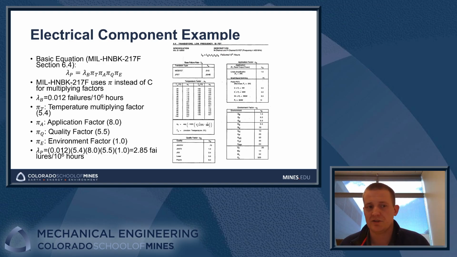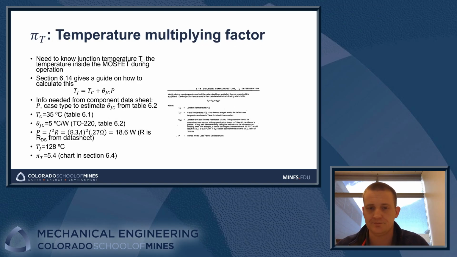All right, so it gives us our base failure rate model, a temperature multiplying factor, an application factor, a quality factor that talks about the quality of the transistor itself, and the environment factor, and we multiply all those things together to get a failure rate. So let's go through those terms one by one, and we'll talk about how we picked values for all of them. Again, I've put my values in parentheses there, so you can follow along with the calculation and check your work.